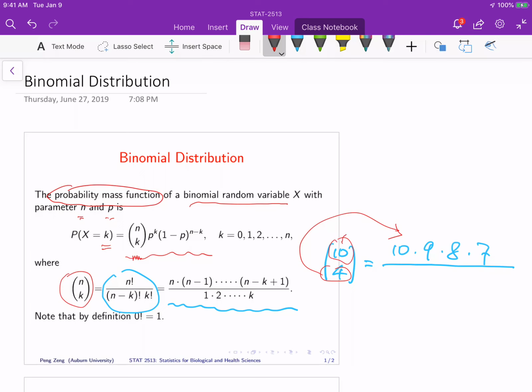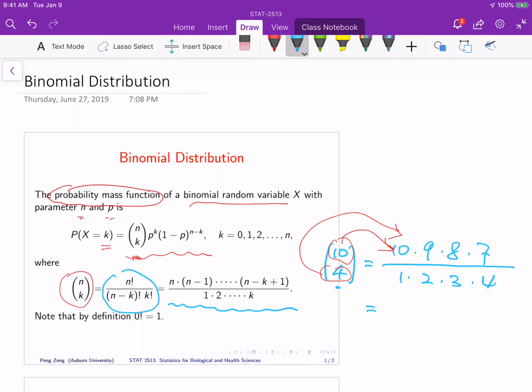Basically we count down from 10, so the numerator will be 10 times 9 times 8 times 7. For the denominator, 1, 2, 3, 4, so we count up from 1. Because this is 4, the denominator also has 4 integers. After that, you can do the math and find out the value.